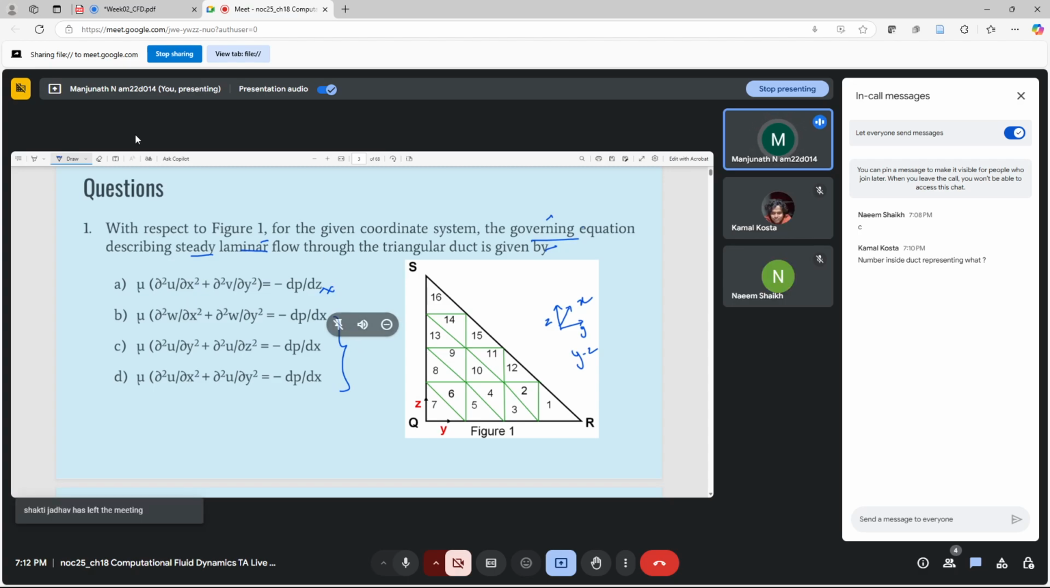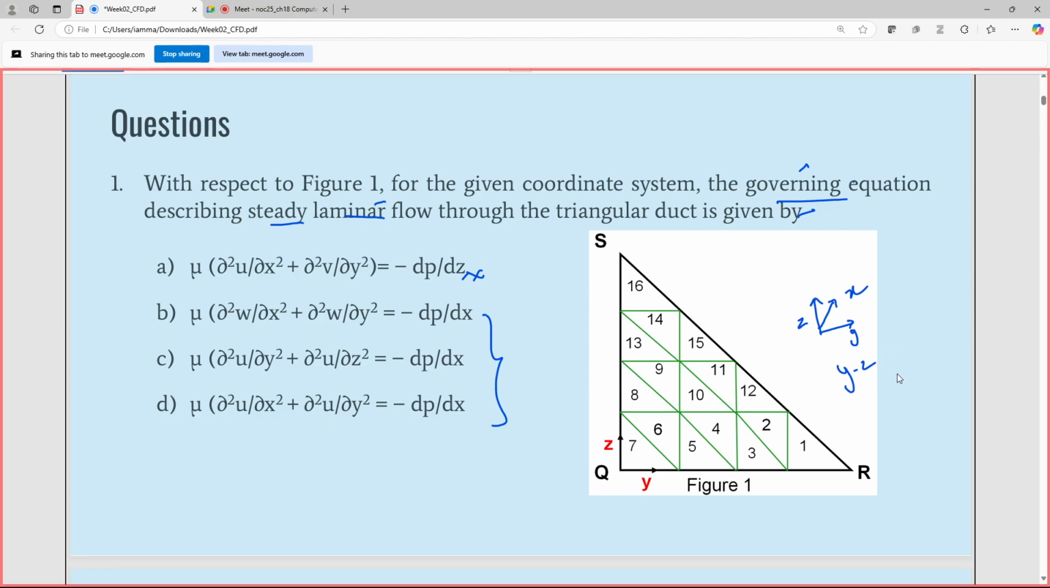So the major clue from the image is the coordinate system, that the triangular section is in the YZ plane. That's a major thing. Then if the flow is happening in the x direction, the dominating velocity will be the x component of velocity. U, v, and w are the components of velocity, and the x component of velocity is u. In option B, it is described as w, so it is wrong. So we can eliminate two of them, and the remaining two are C and D.